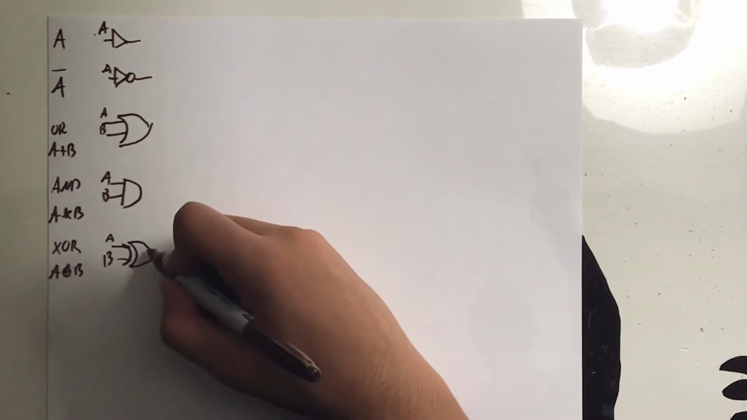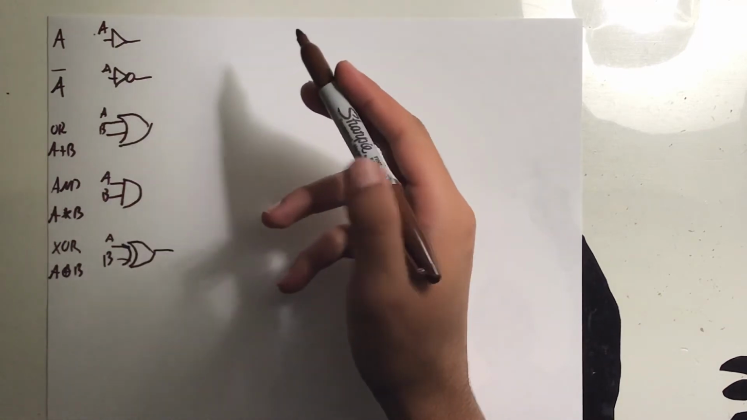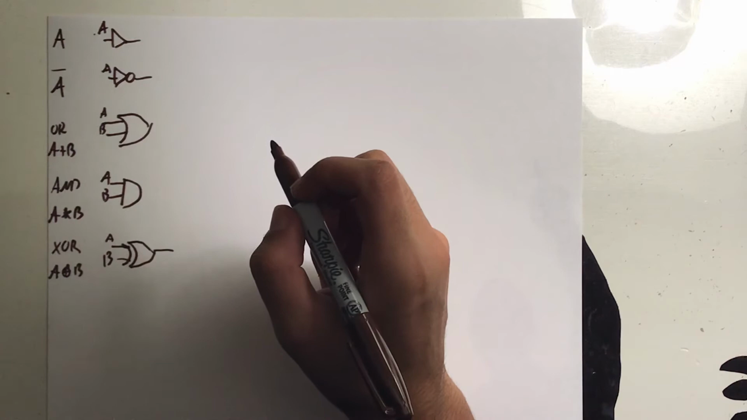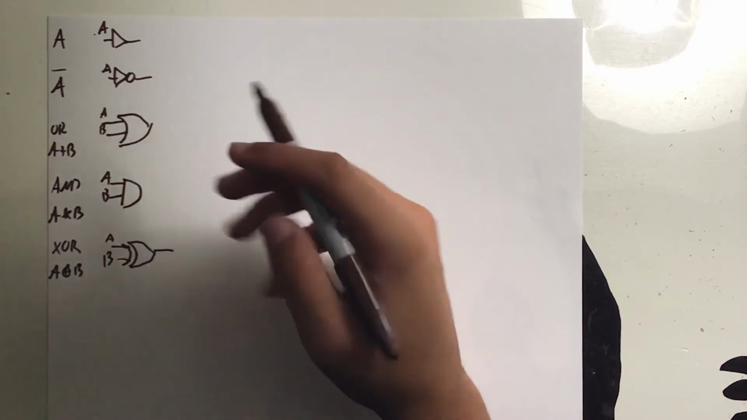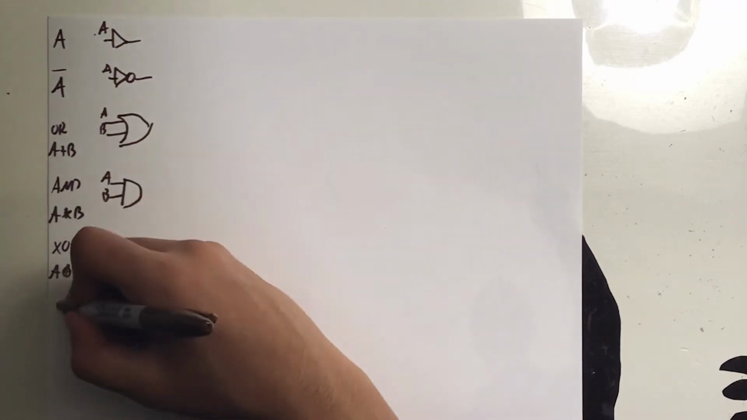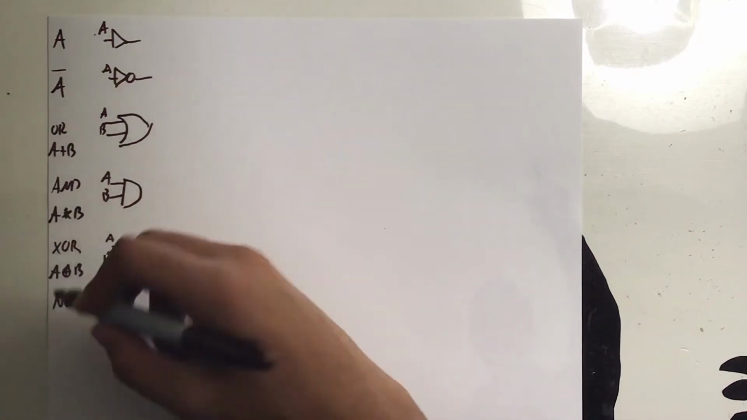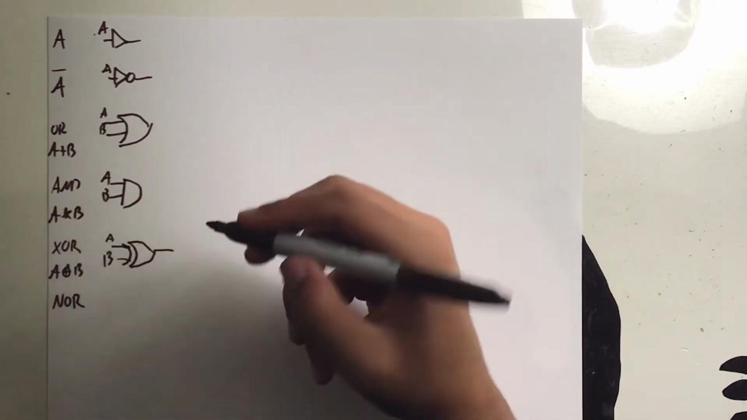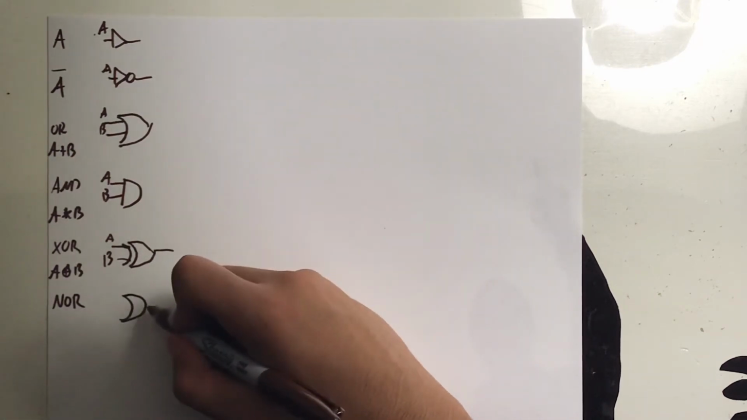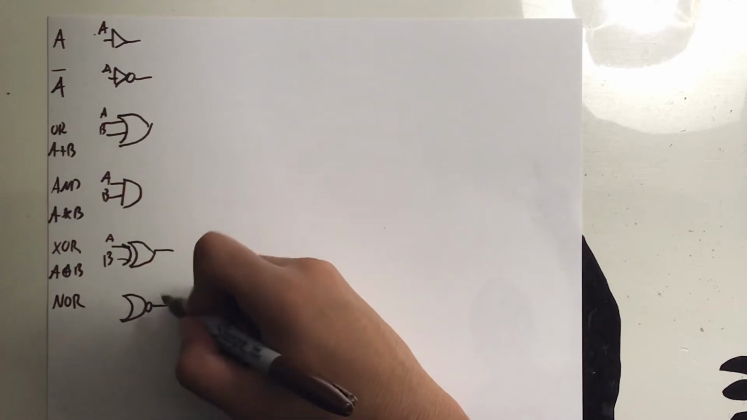Exclusive nor is the same thing. For exclusive nor is a not of exclusive or. No, it's not. My bad. Well, it is, but okay, never mind. Nor. I'm gonna go over nor. Nor is just not or. And how do we do not or? We know or is the curve, right? And then we just put a circle like that.